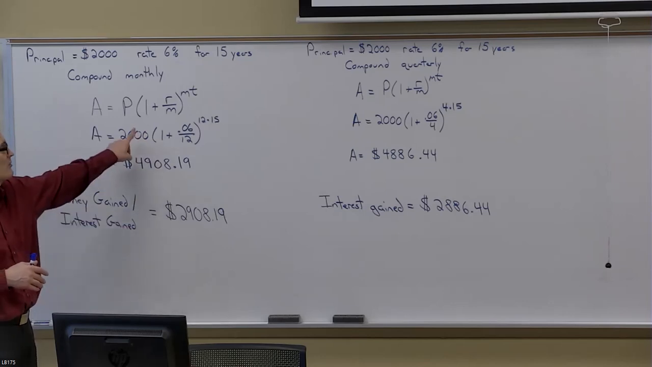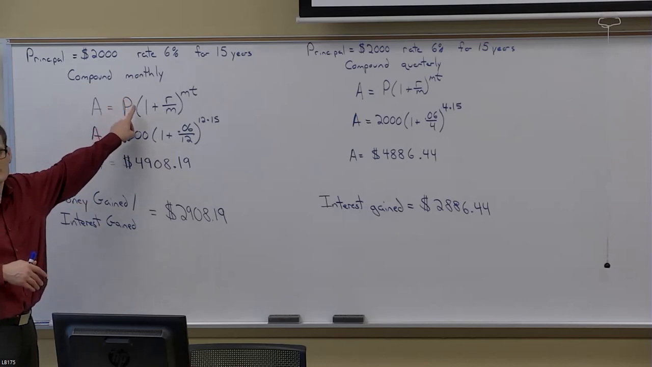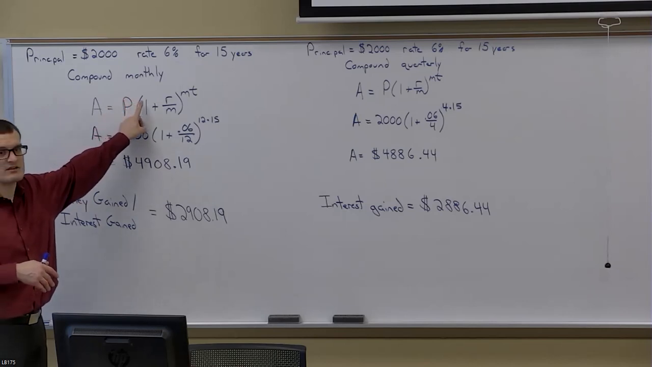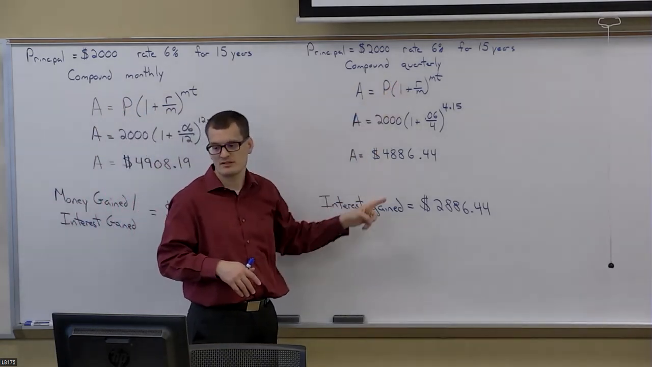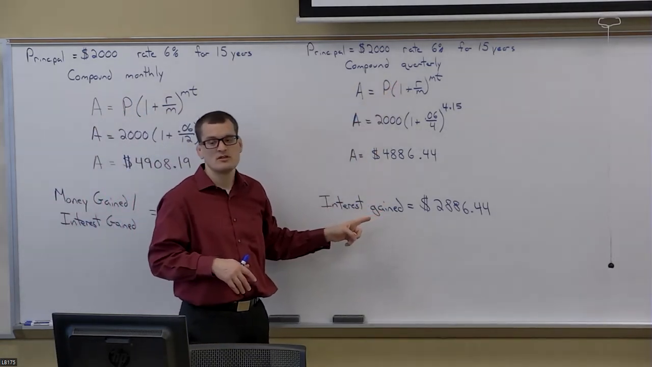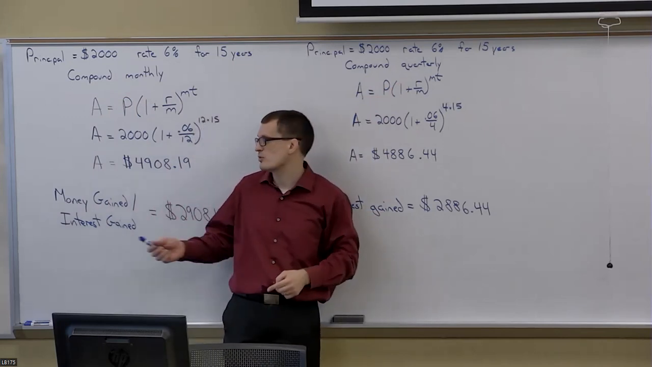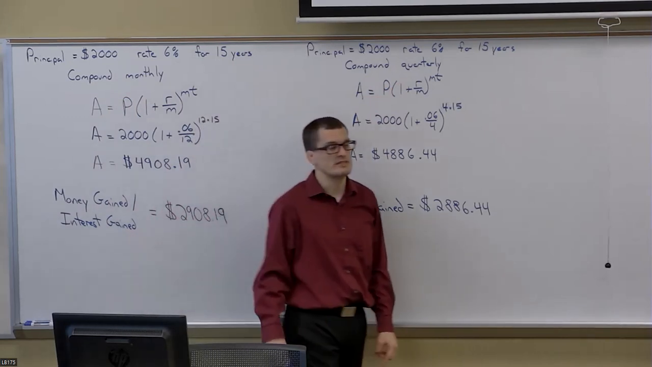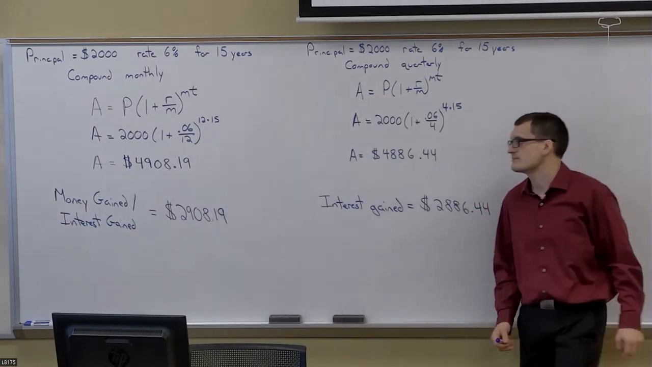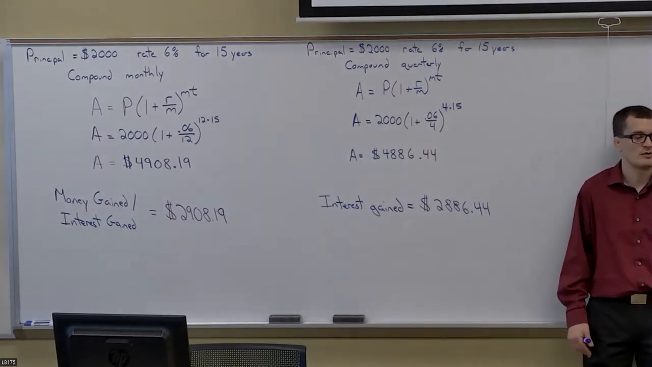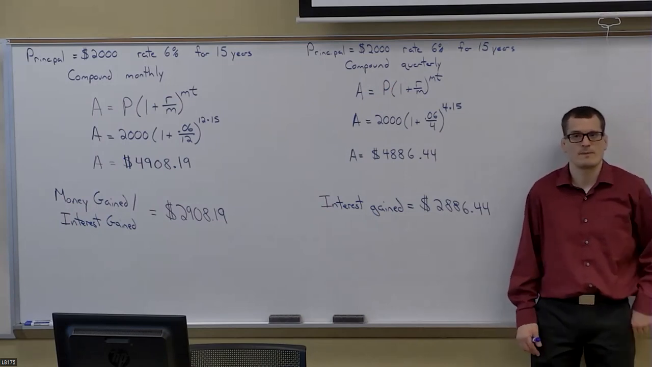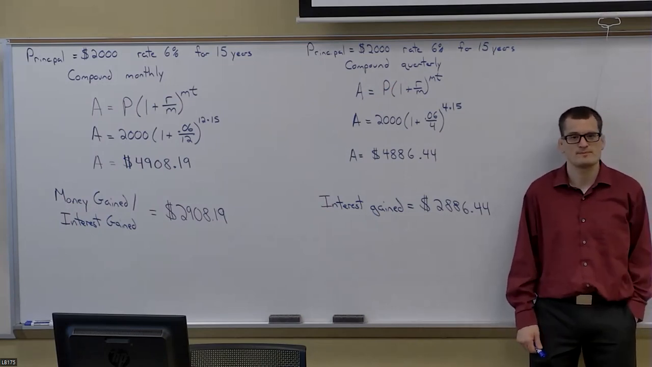Well, the scenario where we compounded more often, right? 12 times a year is more often than 4 times a year. So we're going to gain slightly more interest in total if we compound 12 times rather than 4. Everybody right with that?